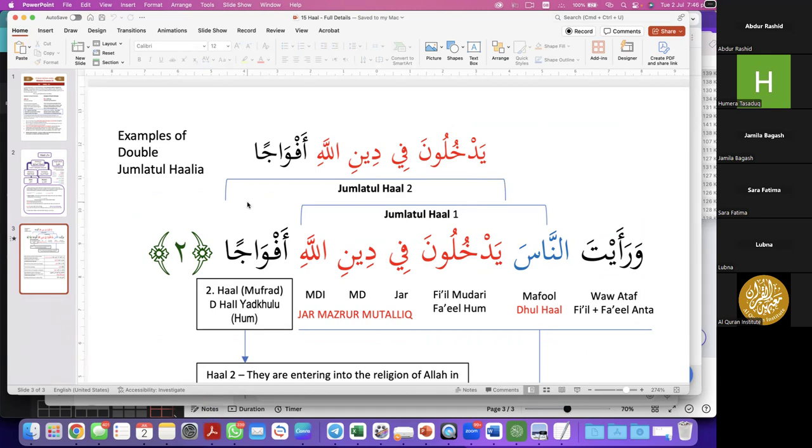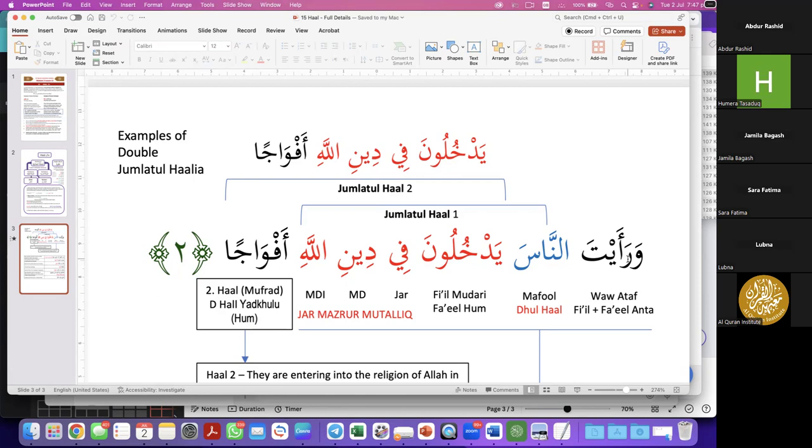Now, I will ask you to think about this section. وَرَأَيْتَ النَّاسَ يَدْخُلُونَ فِي دِينِ اللَّهِ. Up to here. Forget about afwaja for now. وَرَأَيْتَ, and you will see. What would you see? You see the people. So in what state will you see the people? In the state of people entering into the religion of Allah. Finish here, sentence. So, An-Nasa is the Dhul Hal, like the subject I showed you before.